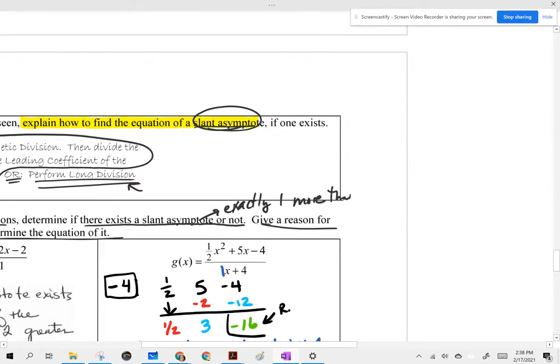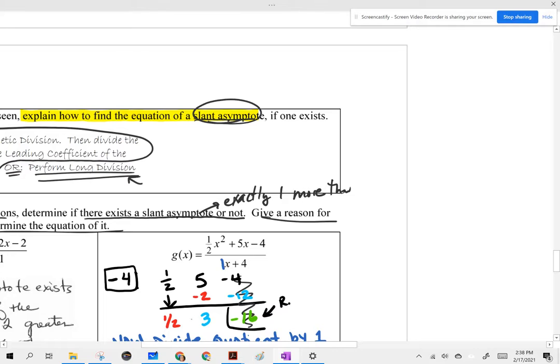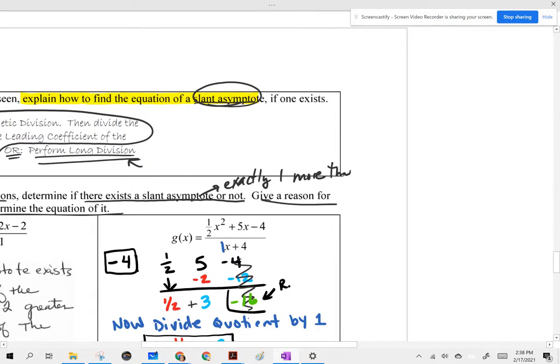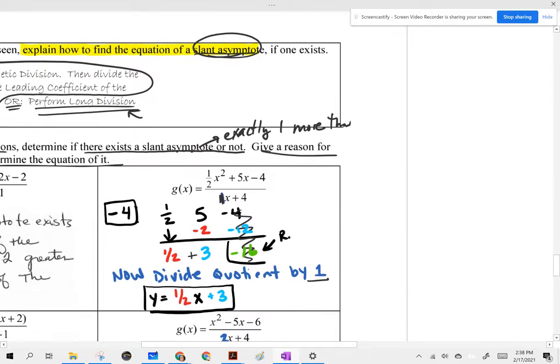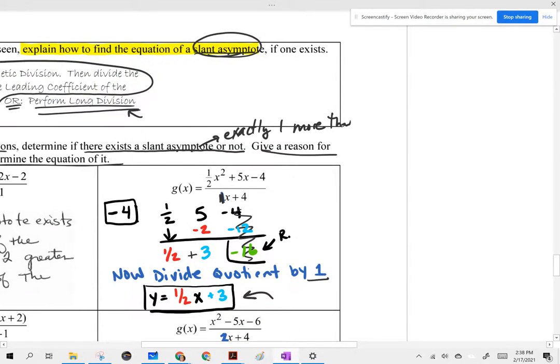So we're going to synthetically divide, and I am dividing by the 0. When it comes to the remainder, I don't really care about the remainder. I care about the 1/2 plus 3. But then I am supposed to divide the quotient by the leading coefficient of the denominator. So I'm just dividing everything by 1, which is going to give me y equals 1/2 x plus 3. Remember, we have to put y equals because we're looking for the equation of the line.